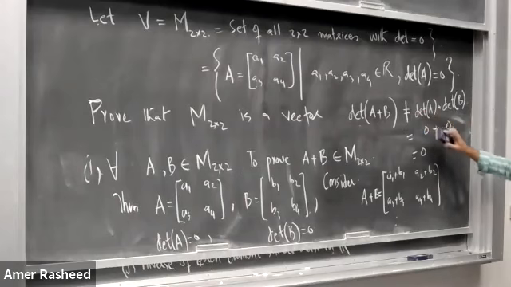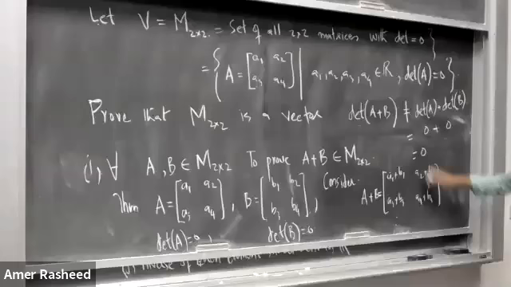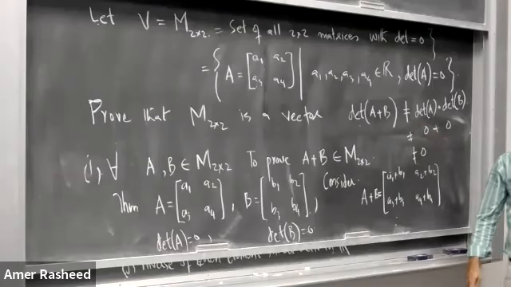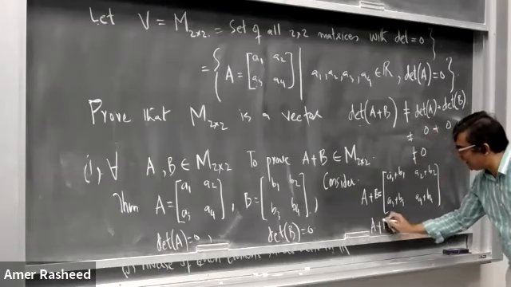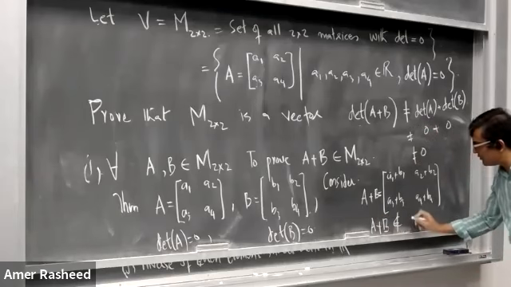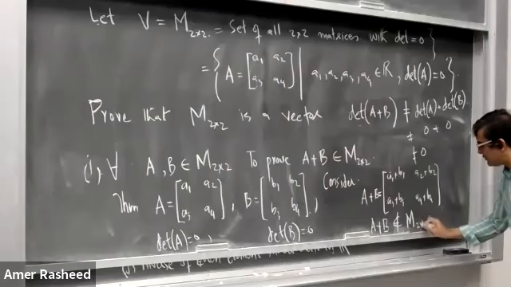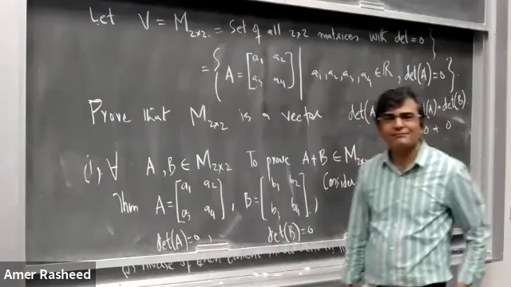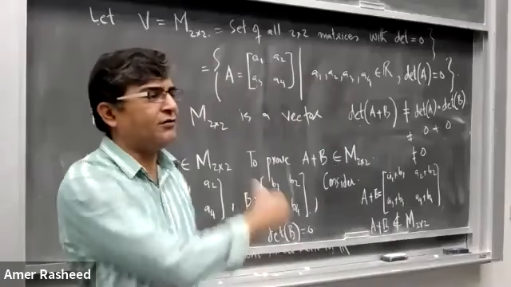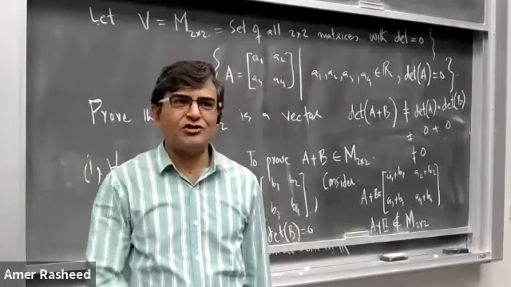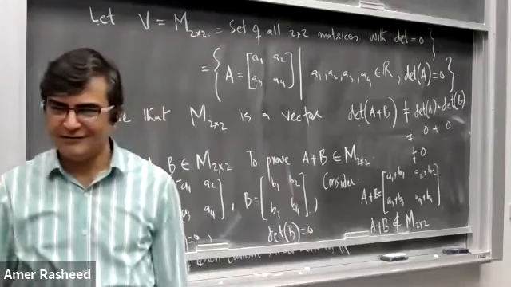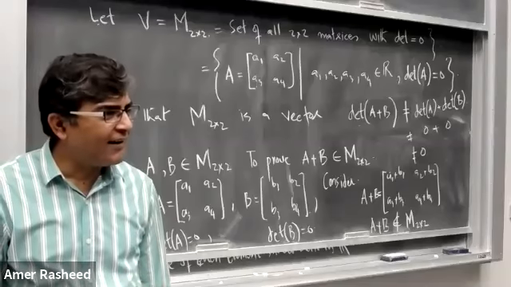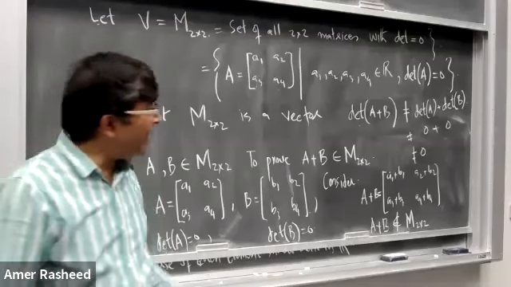So we cannot prove that this is equal to 0. We cannot prove it. What does it mean? A plus B does not belong to M2 cross 2 in general. So the closure property is not satisfied here. We stop here and say that the given set is not a vector space. ठीक है? We cannot prove it.